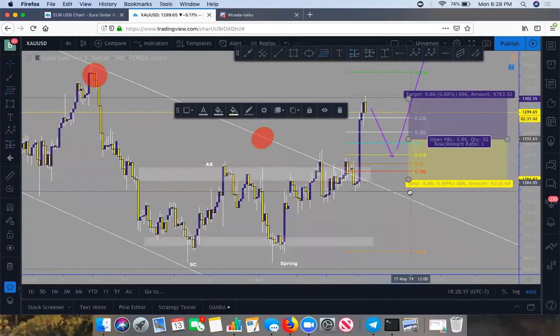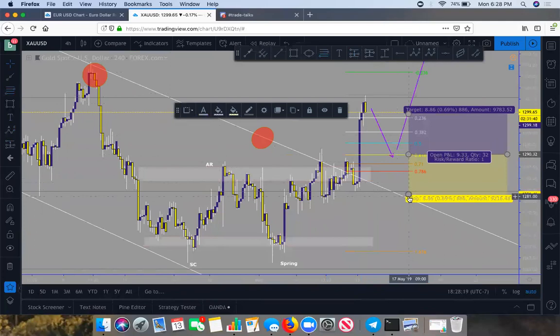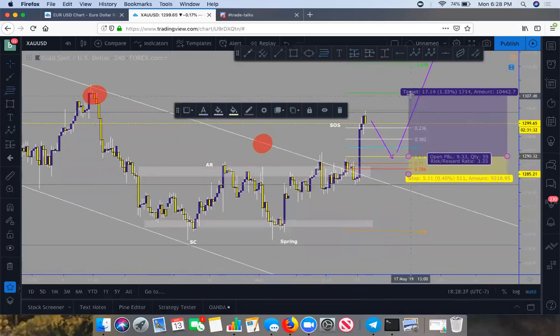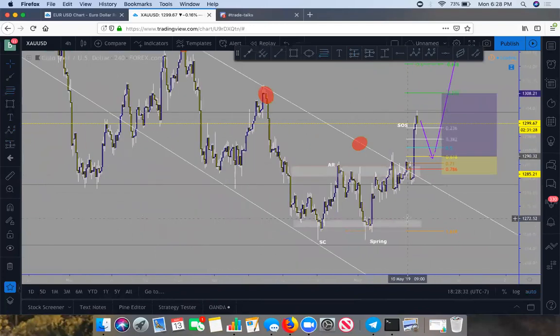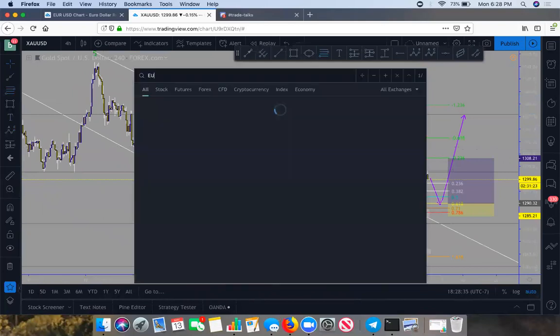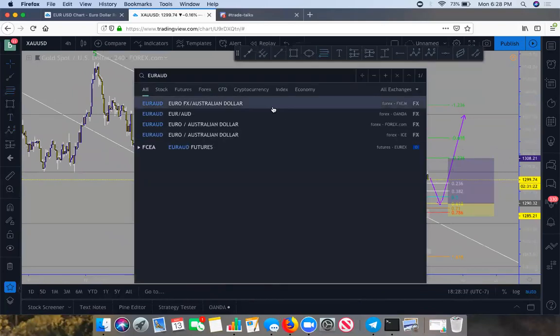Stop loss here. Oops. 50 pips up, give or take. Target and TP2 here. Good trade. Let's look at one more pair. Let's look at EURAUD. I've had good success with this one recently.